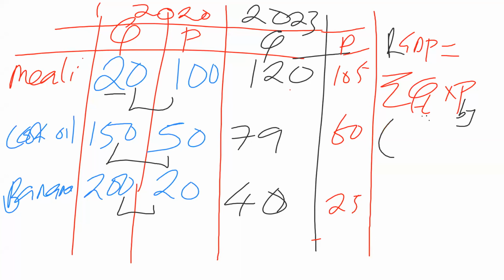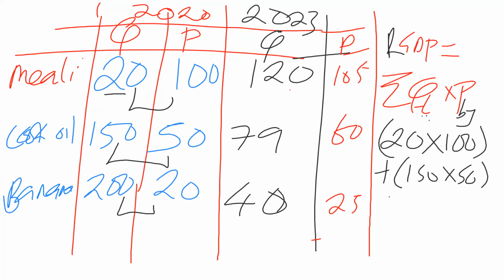The quantities of the current year, which in that case, the year is 2020, the quantity will be 20, times the base year prices, okay? What is the base year price? It's still 100, right? Plus 150 times what? 50, plus 200 times what? 20. Is that clear?